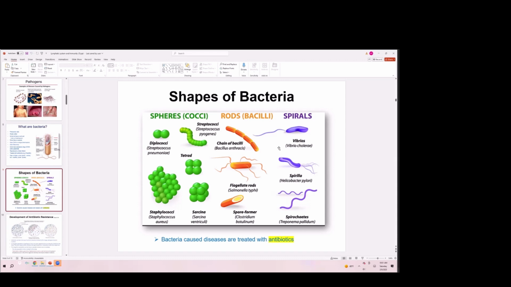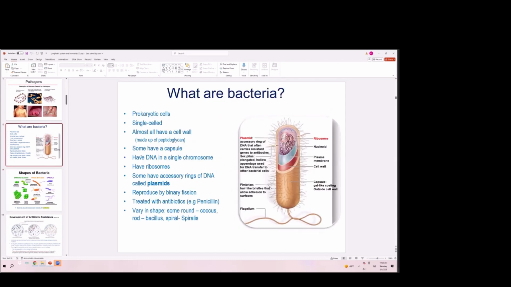And then we'll say they have flagella, these extensions on them. Then the ones that are kind of wiggly, we'll call them spiralis or spirala, spirochetes, Treponema pallidum.